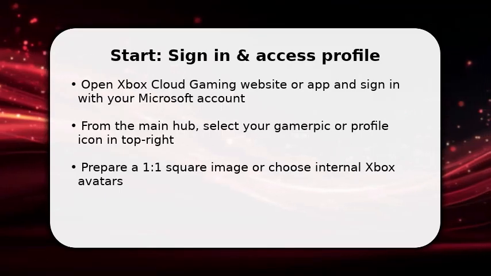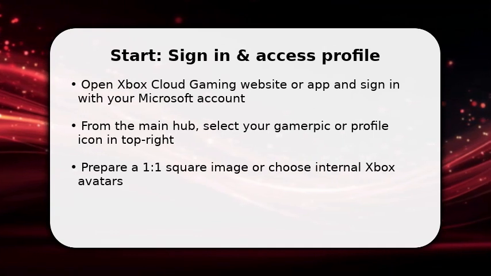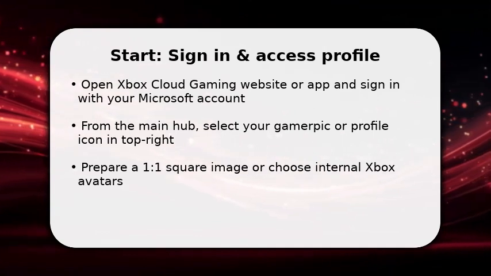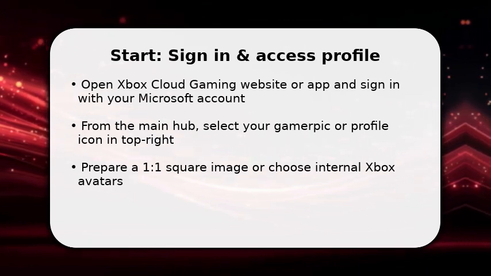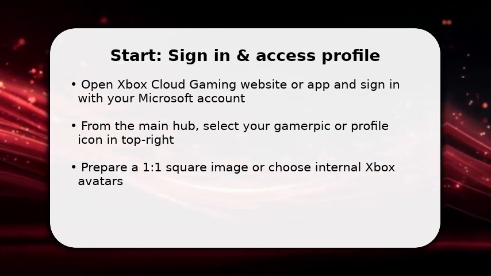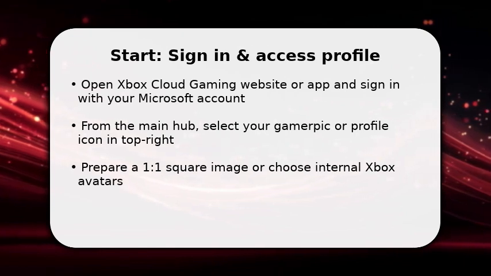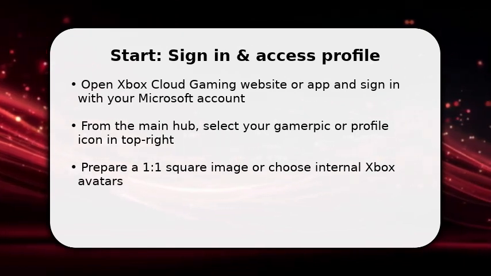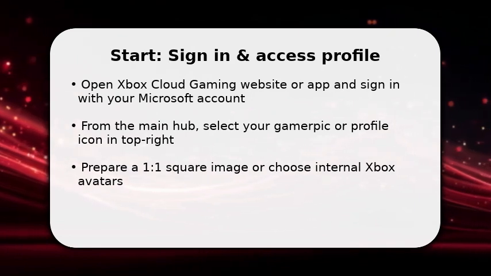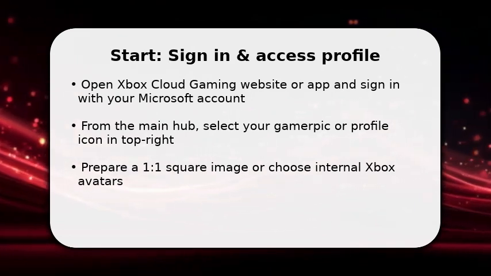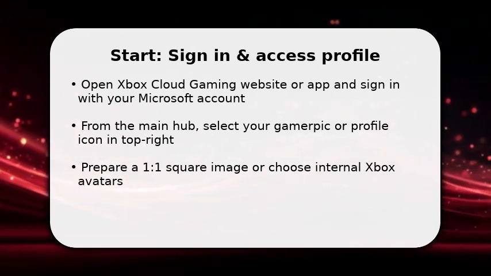You start by signing into Xbox Cloud Gaming with the same Microsoft account tied to your Xbox profile. Once signed in, click the Gamerpic or profile icon at the top right to open profile settings. This is where you change identity details. Make sure you have a square image ready or plan to use an Xbox avatar. Images larger than required will be cropped.